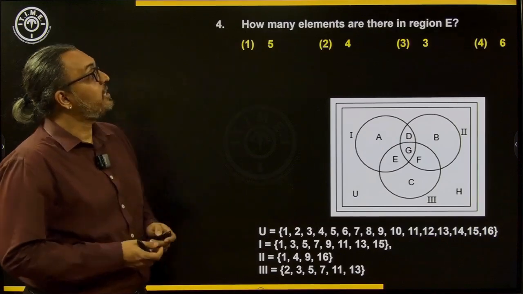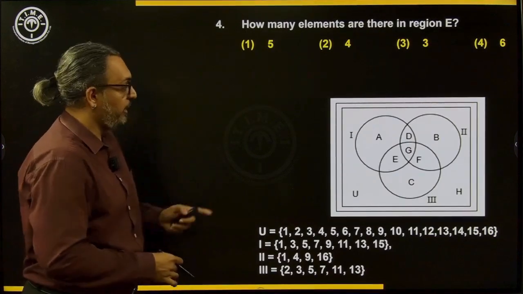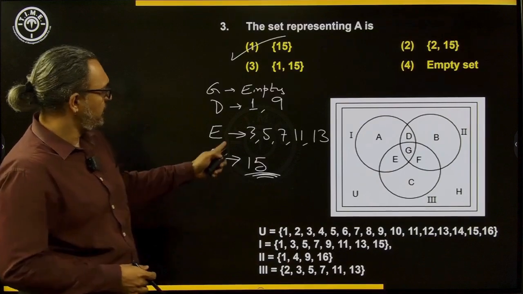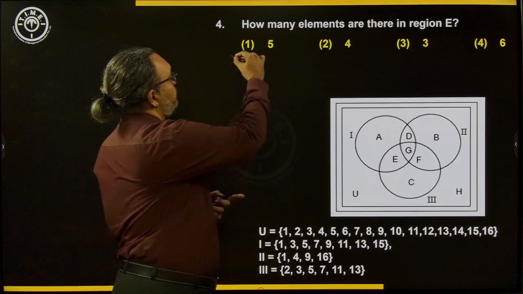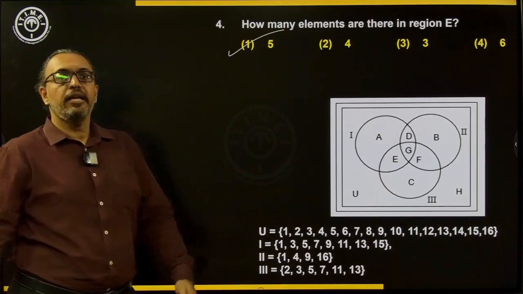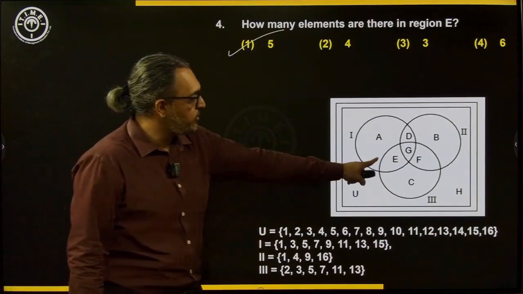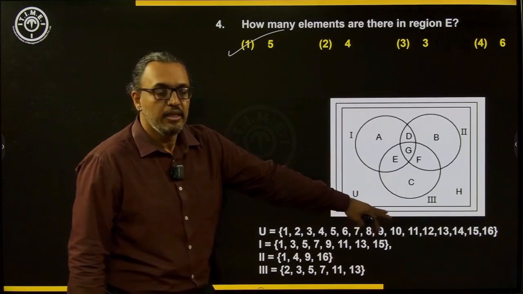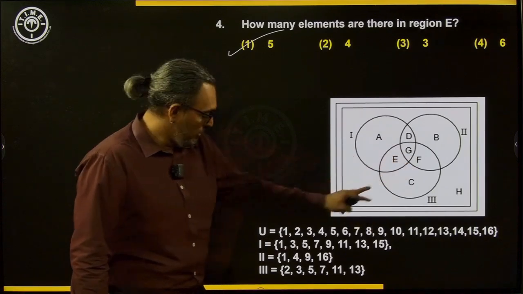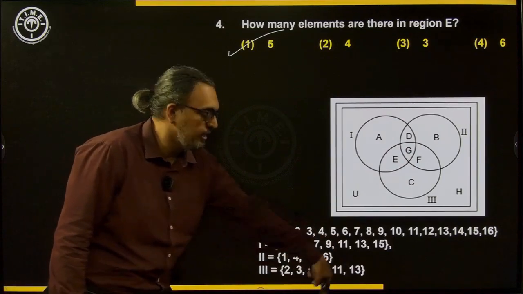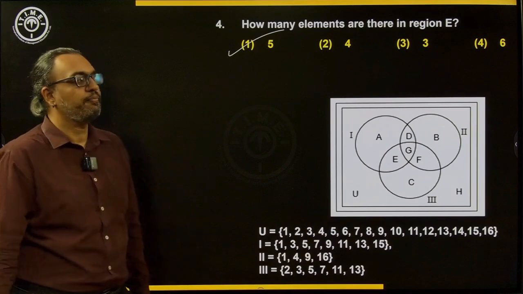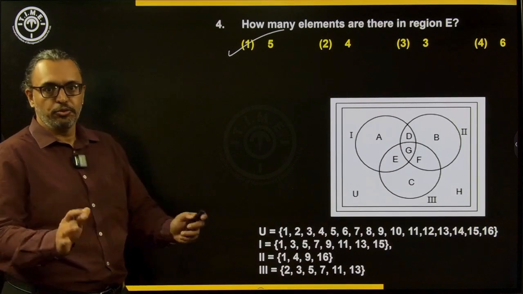Then how many elements are there in region E? Okay, region E. Just now we did. See region E. How many elements are there? 1, 2, 3, 4, 5. 5 elements. First option. Region E has 5 elements because E is common to both 1 and 3. Since G is empty, 1 and 3 you check. So you have 3, 5, 7, 11, 13. 5 numbers are common. So 5. Understood? So that's how you do this.